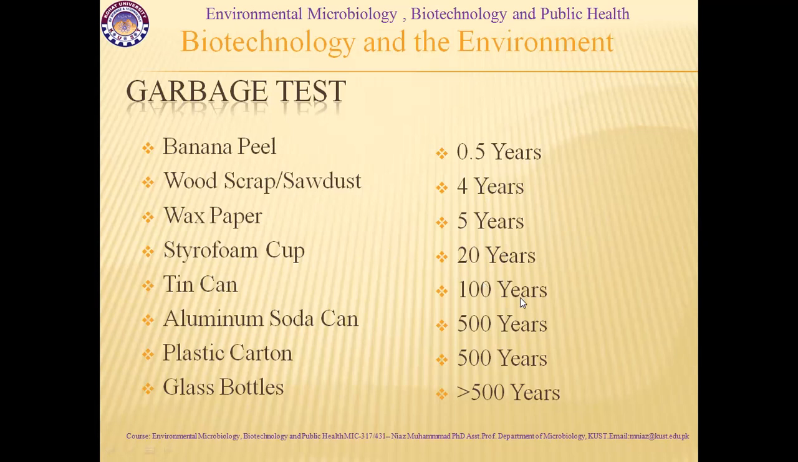Tin cans can live in the environment for 100 years. Aluminum soda cans, 500 years. Plastic cartons, 500 years. Glass bottles, more than 500 years. So these things are produced in the environment in abundance.